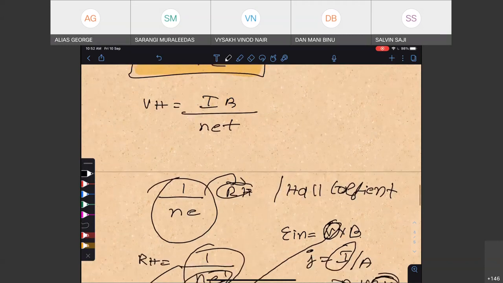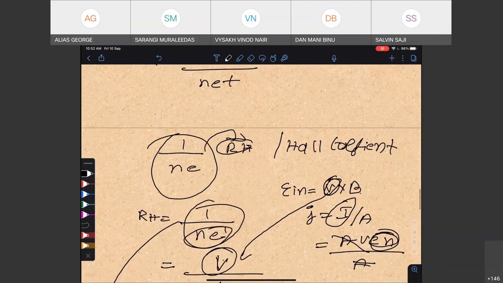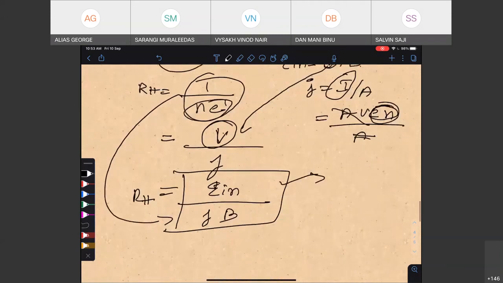Okay. IB divided by net. And instead of 1 by NE, I am calling that RH, a single term. That is the Hall coefficient. Actually, we defined that; there is no proof for this definition. So instead of 1 by NE, we defined something, and the induced electric field is velocity into B, and actually we reformatted 1 by NE into E induced by J times B. So this is everything about the derivation. We'll stop this here now, and I'll be resharing that. So I hope this is understood.